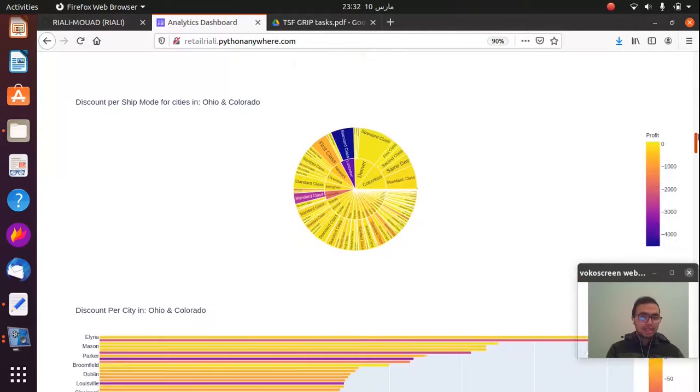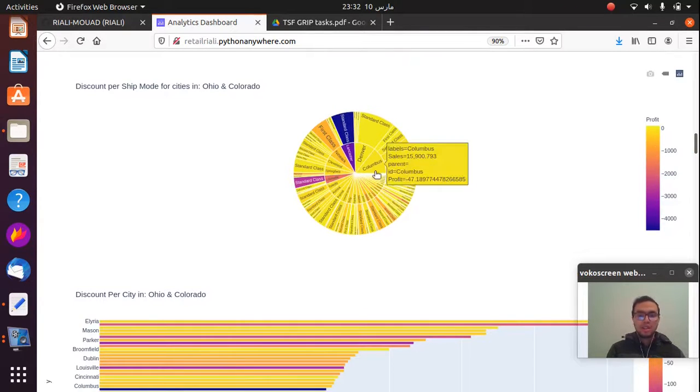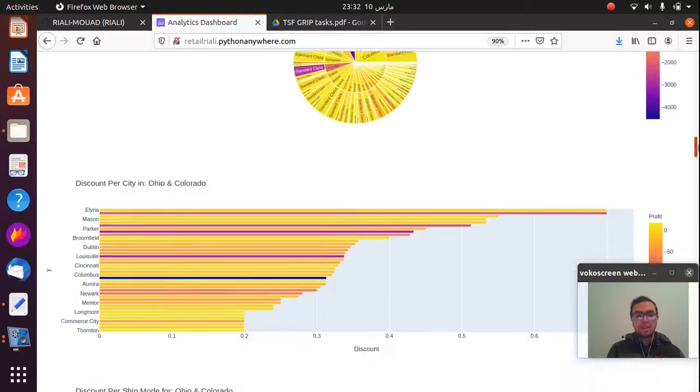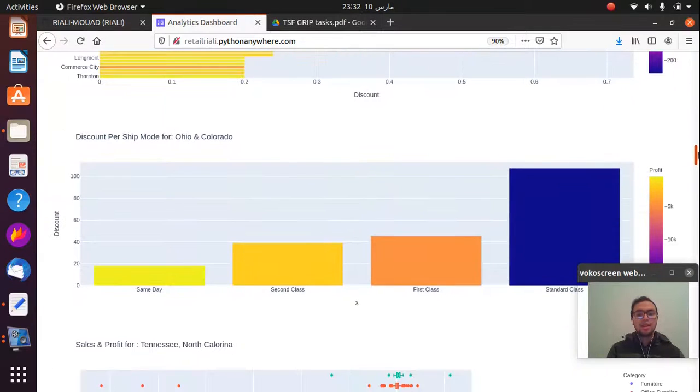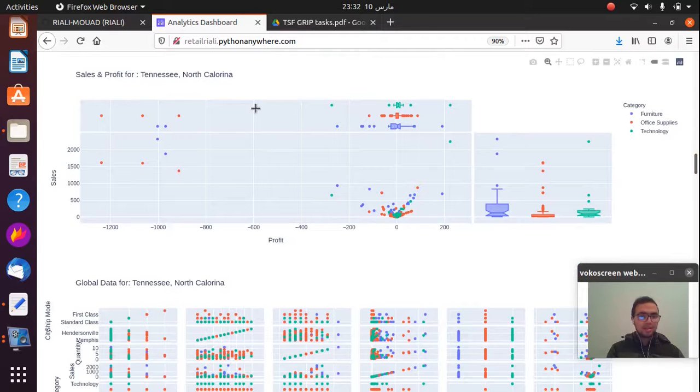Here we can see also the discount per ship mode for cities in Ohio and Colorado. Standard mode is generally the most highly negative profitable. Here we'll do the same thing for Tennessee and North Carolina.